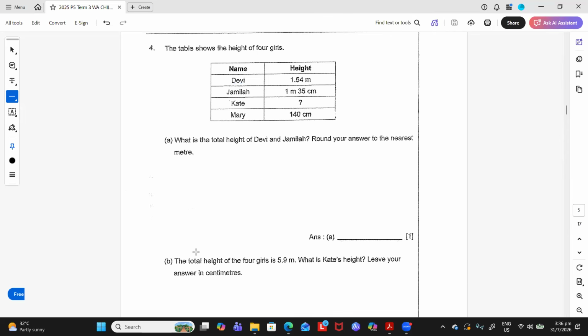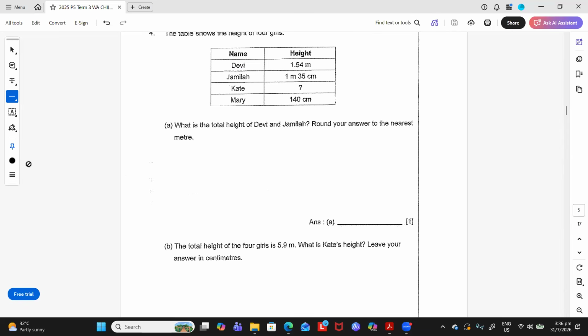Okay, part B. They tell you that the total height of the four girls is 5.9 meters. What's Kate's height? Leave your answer in centimeters. So what you want to do is convert everything to centimeters. 154, 135, and this is 140. This one here will be 590. So let's write down 590. Subtract these three numbers, 154, 135, and 140. You'll get 161 cm. Kate's height is 161 cm.